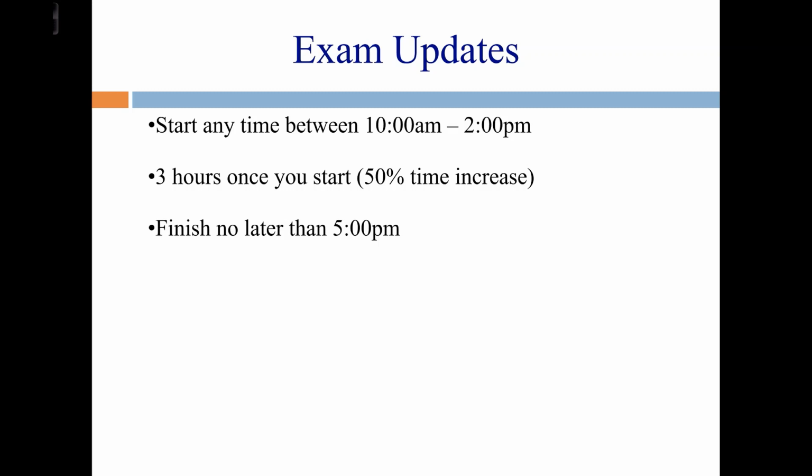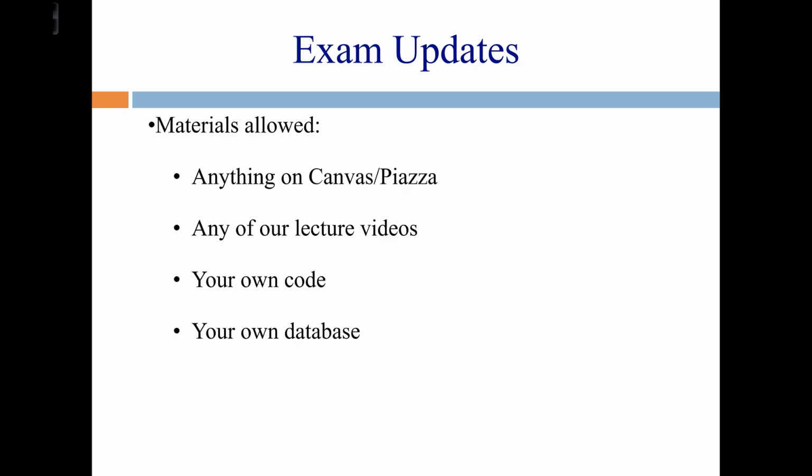So basically 50% more time than a normal 2-hour final exam. So you can finish no later than 5 p.m. if you start at 2 and take the 3 hours. I will not be making it longer than a normal final exam. I'm still kind of targeting it to be like a normal exam. So this 50% extra time should just help account for any online issues.